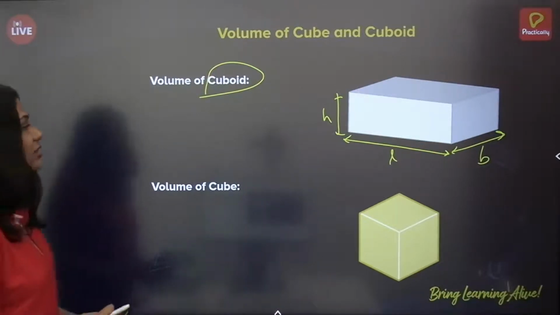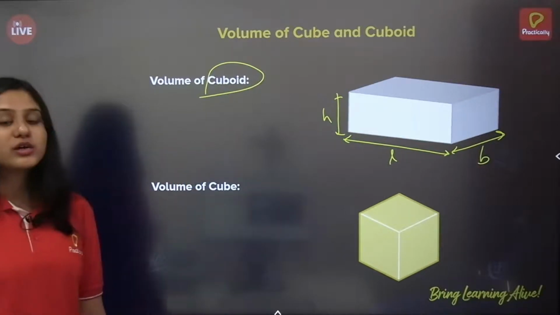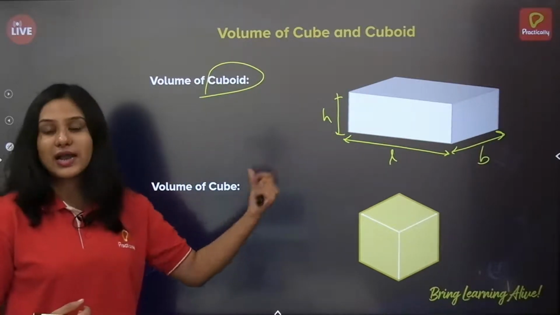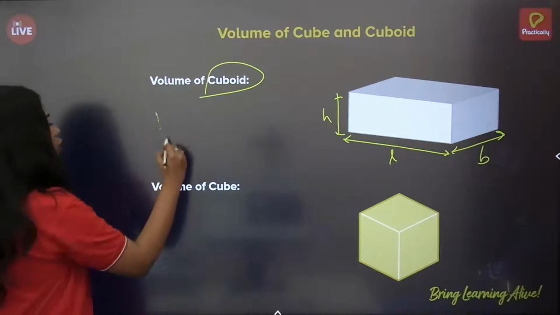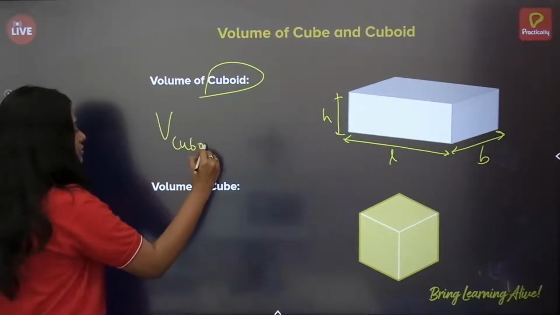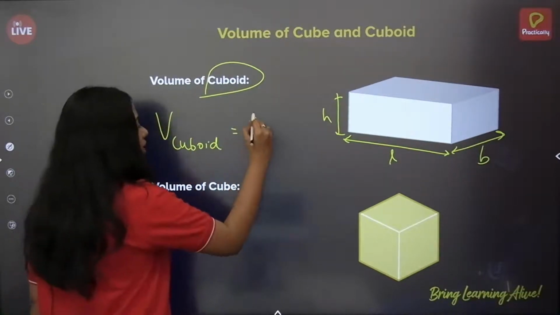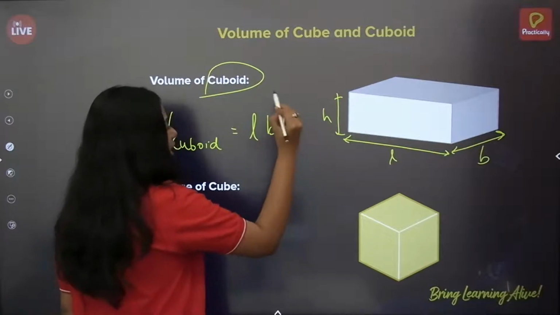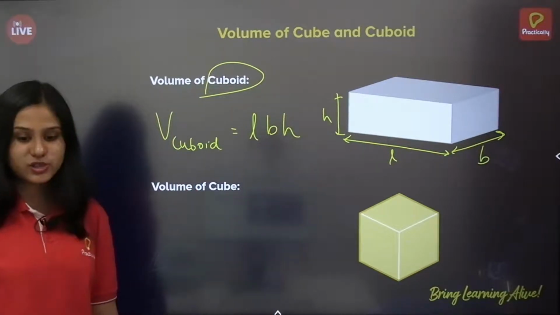Let's get back. So, volume of the cuboid. We have length, breadth and height, correct? So what is the volume of the cuboid? Length into breadth into height, that is LBH.